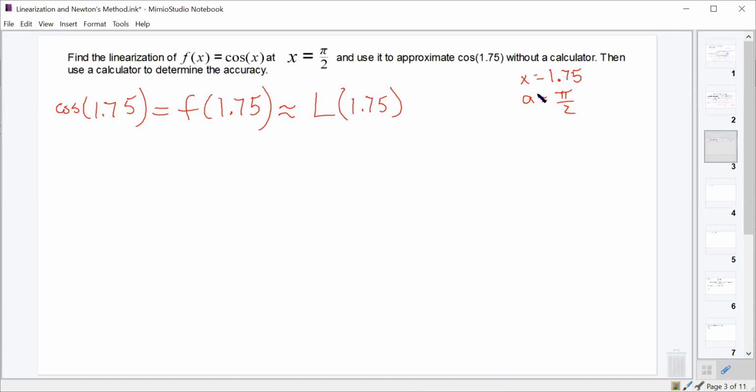We know what the cosine of pi over 2 is, don't we? Yeah, we should know what it is. Cosine of pi over 2 is 0. And so all we have to do then is figure out what the derivative is. What's the derivative of f? It should be negative sine of x, right?